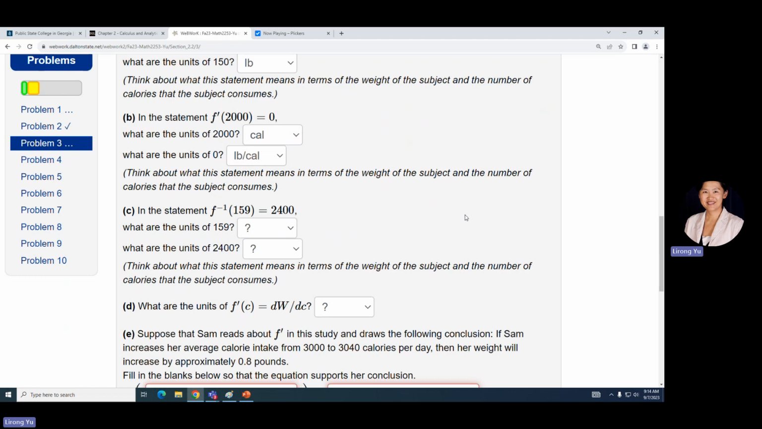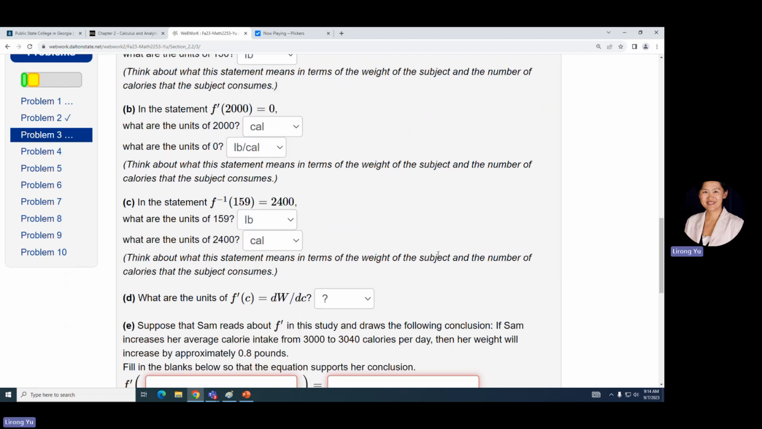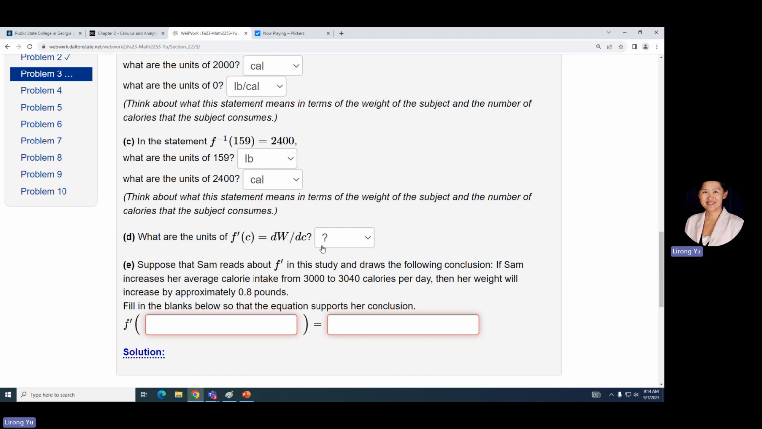And the statement, this is the inverse notation. So in this case, if you inverse it, then that is a calorie. This is a weight. So we have to switch them. 150 is how much the weight and that calorie consumption. So this is a calorie. This is pounds. Right. And what are the units of the derivative? I already mentioned it. It has to be pounds per calorie since there's division involved in the derivative calculation. It is pounds per calorie.